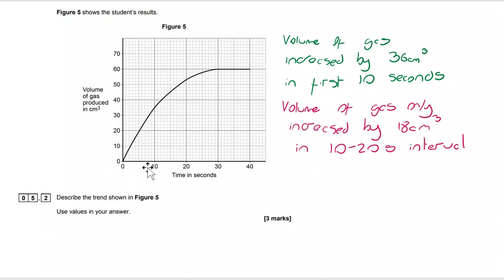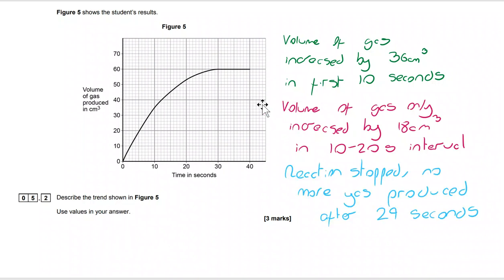Now, that's a more extensive way of talking about the general trend that the rate of reaction decreases over time. The volume of gas decreases over time. But because the question asked for values, we've gone into that level of detail. Finally, we can talk about the fact that the reaction stopped at around 29 seconds. No more gas was produced. And we've got 3 separate marking points, 3 marks.